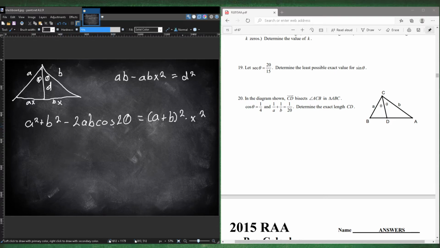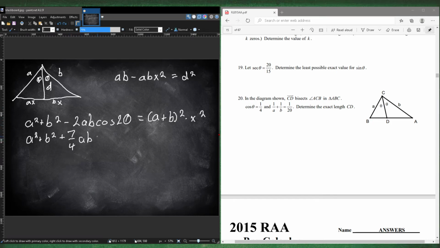So let's just focus on cosine 2 theta first. So cosine of 2 theta, if you know your trig identities, is just 2 times cosine squared theta minus 1. So 1/4 here, so 1/4 squared is 1/16. 1/16 times 2 is 1/8. 1/8 minus 1 is negative 7/8. And then negative 7/8 times negative 2 is equal to positive 7/4. So we have a squared plus b squared plus 7/4 ab, right?